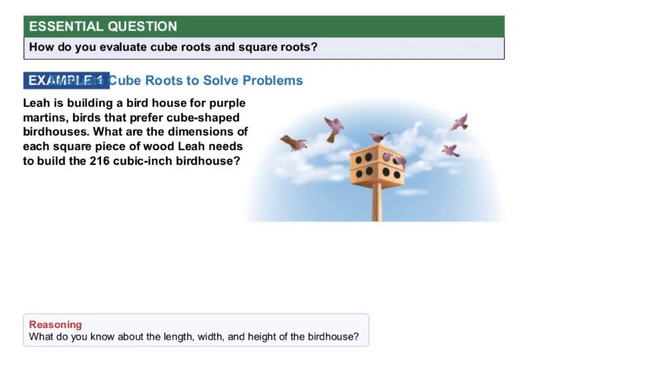So our very first step is for us to find the important information, and we're going to circle it. I think it's important that it's cube-shaped, and we're going to think about a cube. A cube is made up of squares. Every face of that cube is the same sized square. And then we're looking for dimensions of each square piece of wood that Leah needs. And we know that it's a 216 cubic inch birdhouse. All right, let's move on from there.